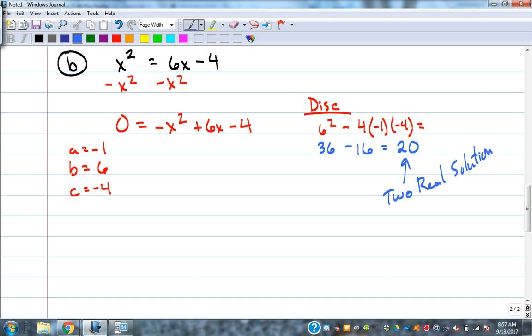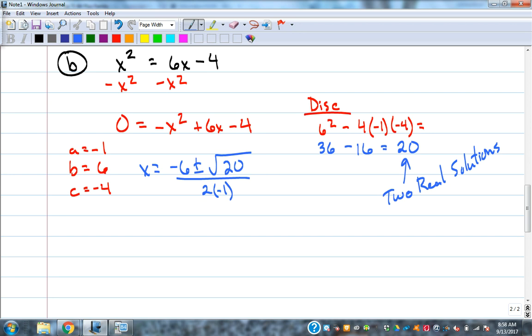So that means when we talk about graphing next week, it's going to cross the x-axis twice. That's what that means. Okay? x equals -b plus or minus radical b squared minus 4ac divided by 2a. And we just got to work that out.